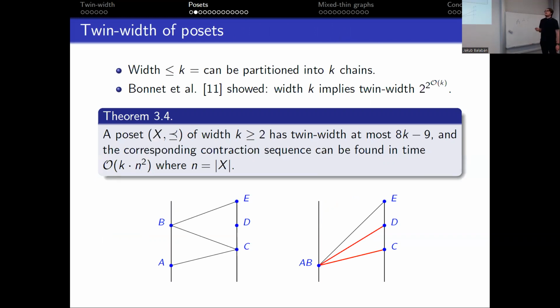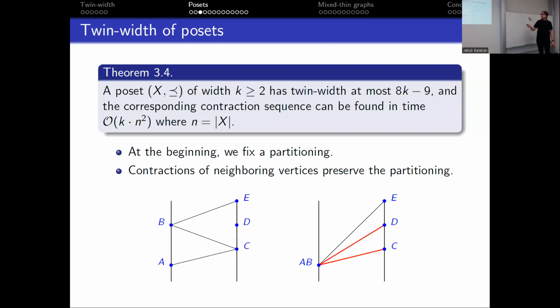And the main idea is, what does it actually mean, this width? Maybe you don't know. Easily said, it means that the poset can be partitioned into k chains. These k chains in the Hasse diagram look something like this, some bars between them. So if there are k chains, then the width of the poset is k. And our first step is that we fix some partitioning of the poset into chains. That is the first step of the algorithm for finding the contraction sequence.